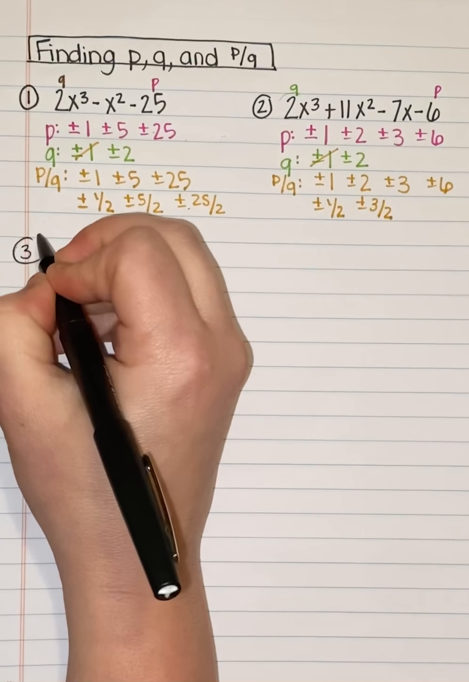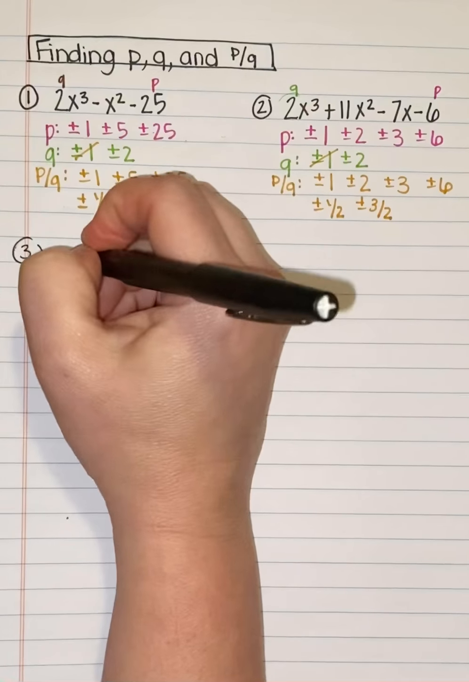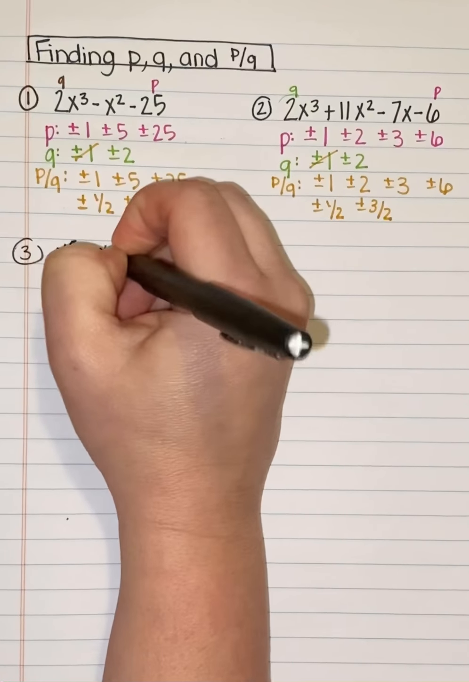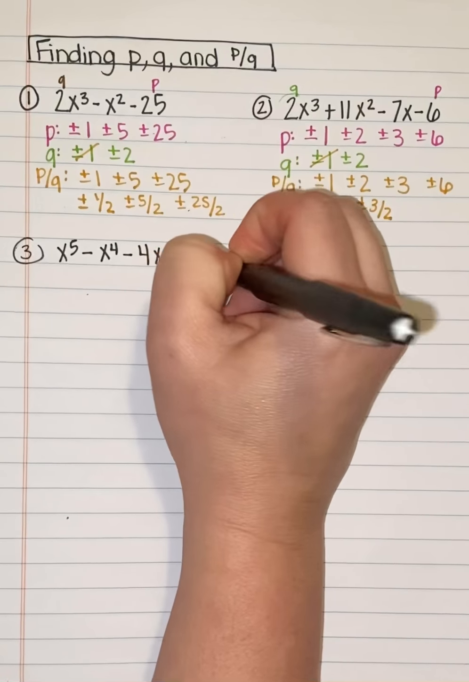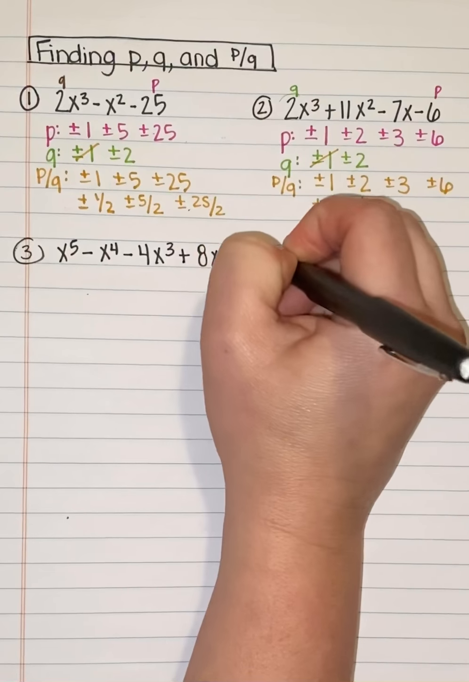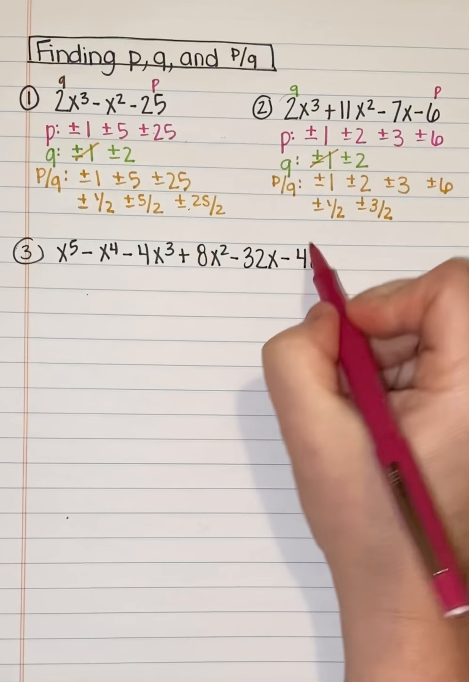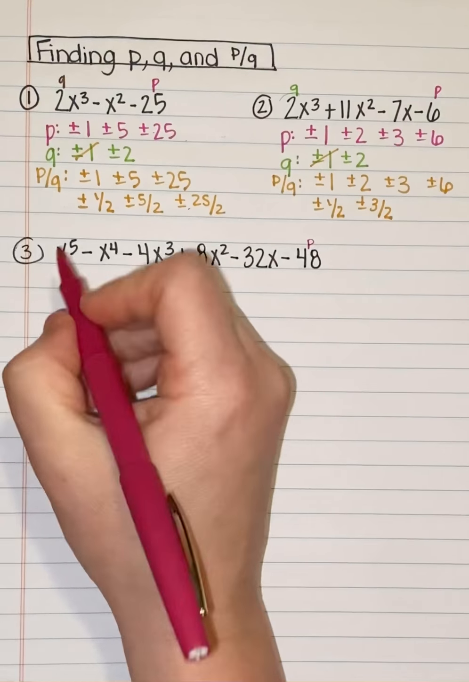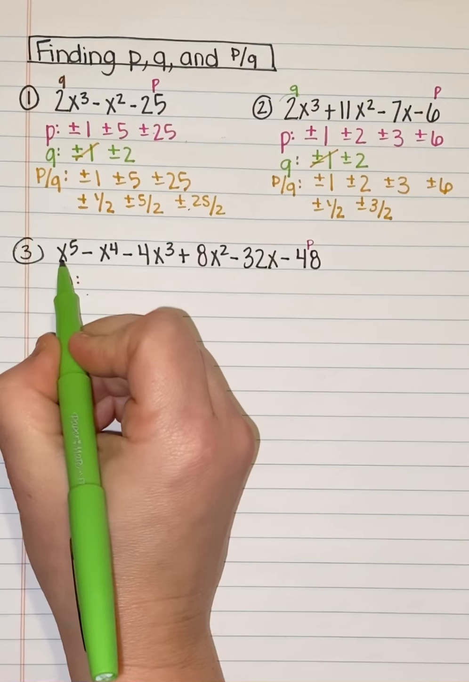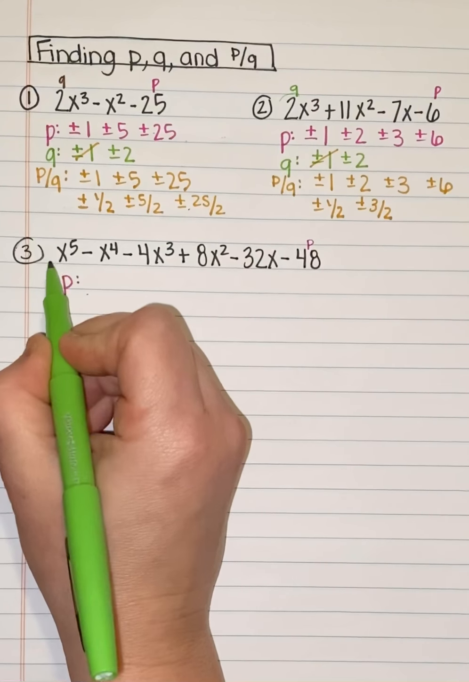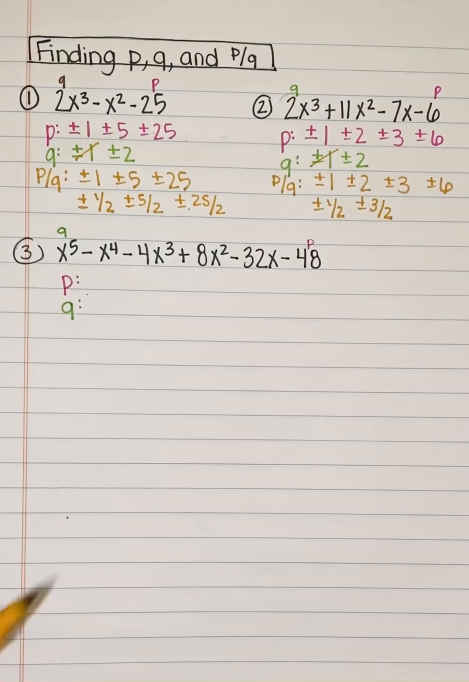Now, number 3, you've got 6 terms in this particular problem, but you're going to do it exactly the same way. So it looks like this: x to the 5th minus x to the 4th minus 4x cubed plus 8x squared minus 32x minus 48. So remember, to solve this problem for P, you're going to look at 48 and list all the factors that give you 48. Then you're going to do this up here. Now remember, in front of here, I still have to have a number. Imaginary 1 is sitting right there. So for my Q, I'm only looking for what multiplies to give me 1. That should be pretty simple.